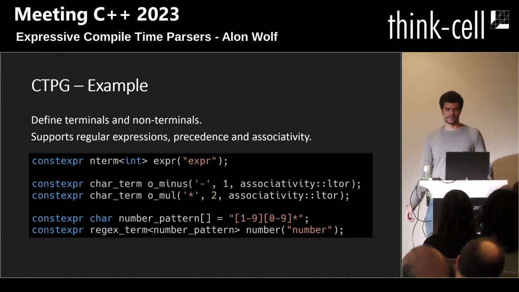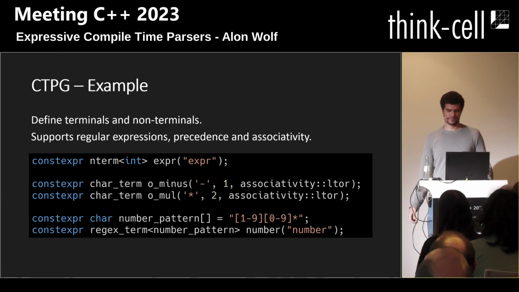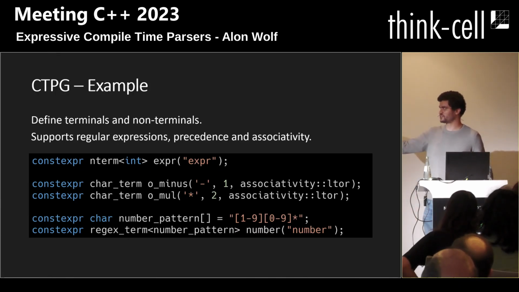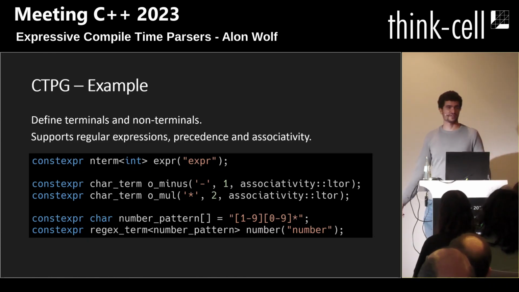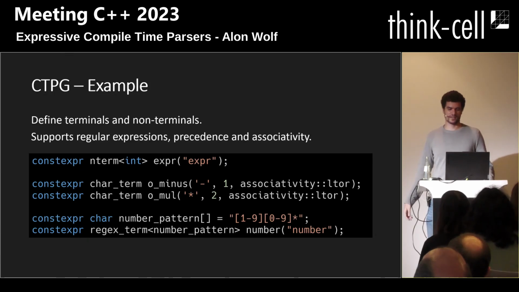Okay, in order to generate a grammar, we first need to define the terminals and non-terminals that will be used in the grammar. We can define operator precedence, for example, so that multiplication will be evaluated before subtraction, and we can also define associativity, so that if we have a chain of subtractions, they will be evaluated from left to right. The library also allows us to define a terminal with a regex pattern. As you can see here, this will match a number.